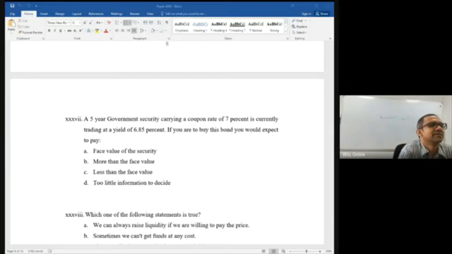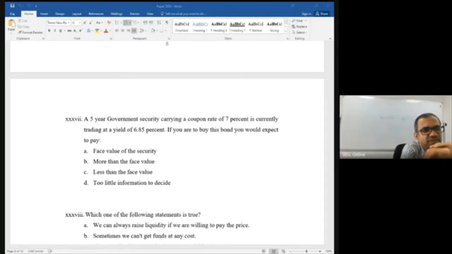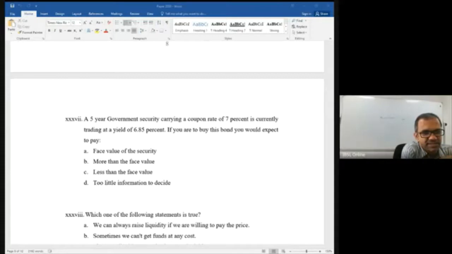Let me check. A 5-year government security carrying a coupon rate of 7%. Okay, assume this is annual. And then can you do the calculation? No, we need the purchase date, no? No need, because it's assumed to be a full 5 years. The yield is 6.85.